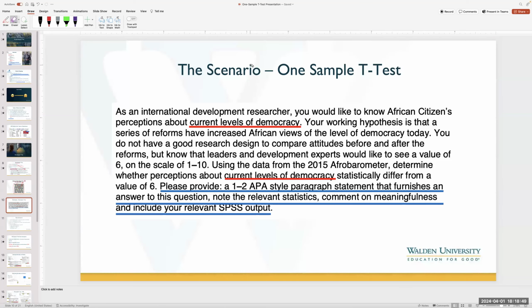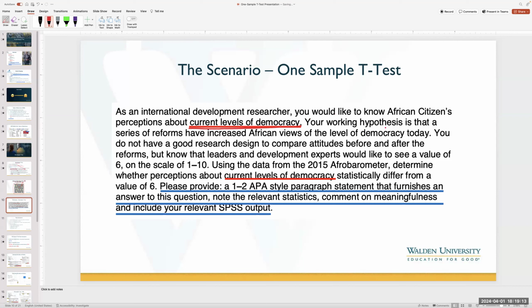Now, here's the scenario that you'll be faced with if you're taking the research course. And they're saying something about an international researcher who wants to know something about perceptions about current levels of democracy, as you can see, which I have underlined in red.